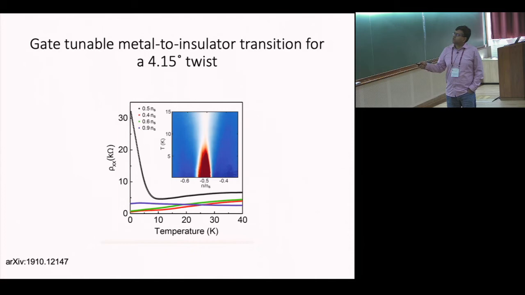But if you go to a doping that's away from this region, this red region, let's say you go somewhere here, and you measure the resistance as a function of temperature, you find that it continues to remain a metal all the way down to zero temperature. So here we can see that, as a function of doping, there's a nice metal insulator transition that you can have in this.